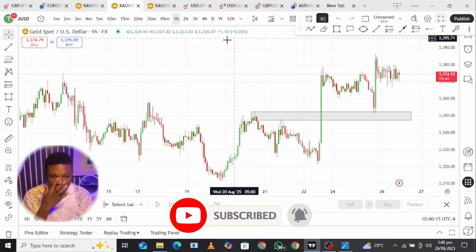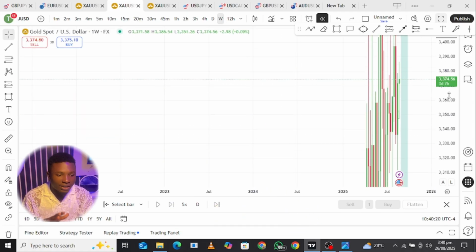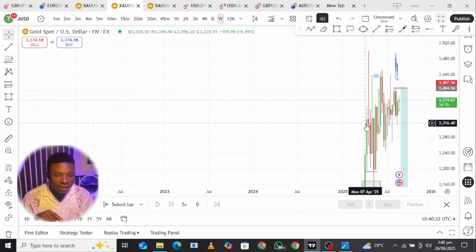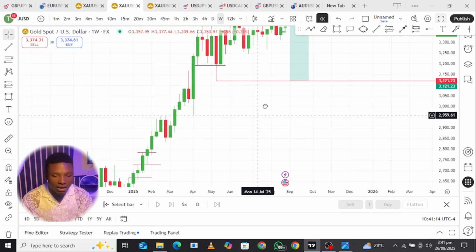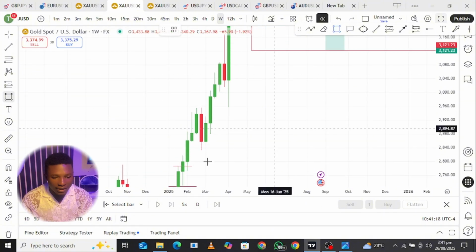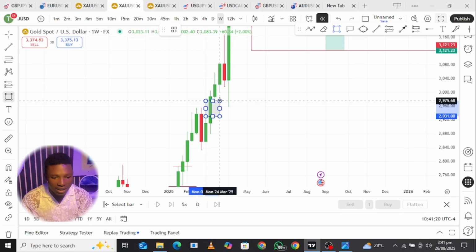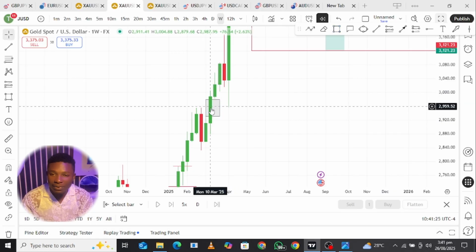So let me show you guys another example on weekly time frame. All right. So let me start from the origin, then we see what's actually going on on the lower time frame. So this weekly time frame right now, let me show you guys one example. So right here we have a very big gap. Can you see? We have a gap right here from this high to this particular low. So the price has to come back and fill that particular gap.